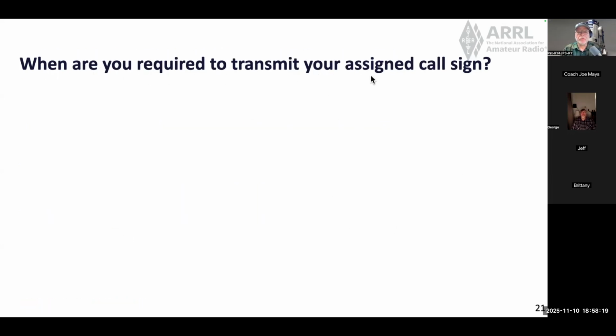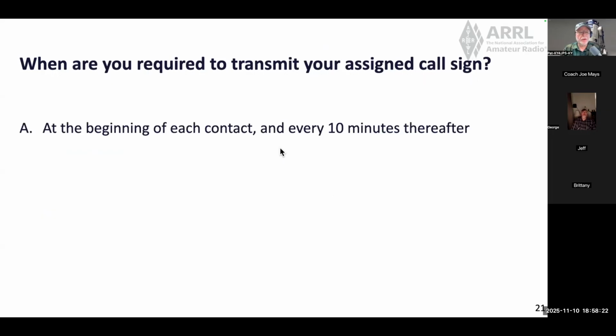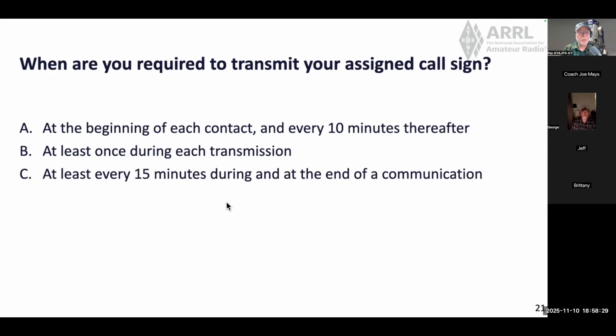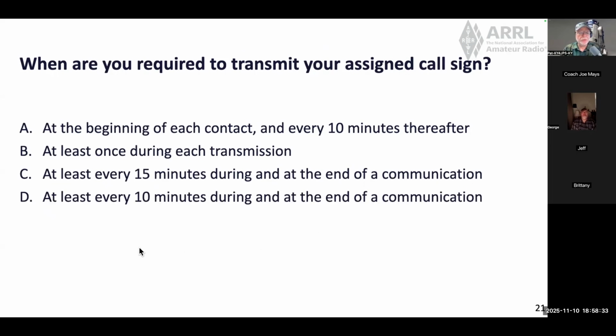When are you required to transmit your assigned call sign? At the beginning of each contact and every 10 minutes thereafter, at least once during each transmission, at least every 15 minutes during and at the end of communication, at least every 10 minutes during and at the end of the communication. A. It'll be at least every 10 minutes during and at the end of communication. So the answer is D.